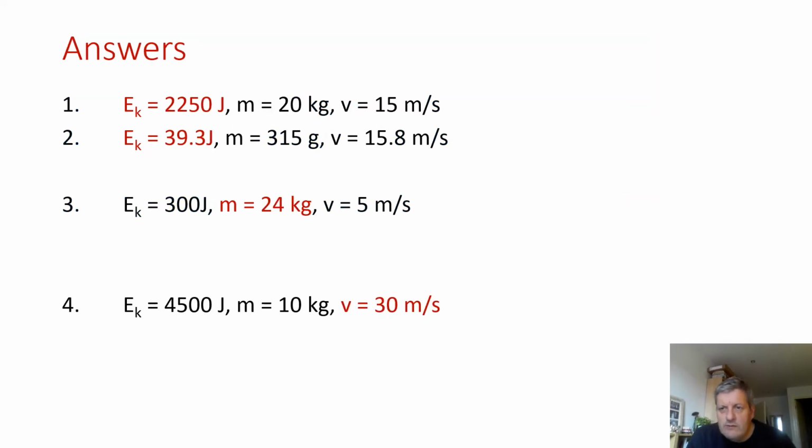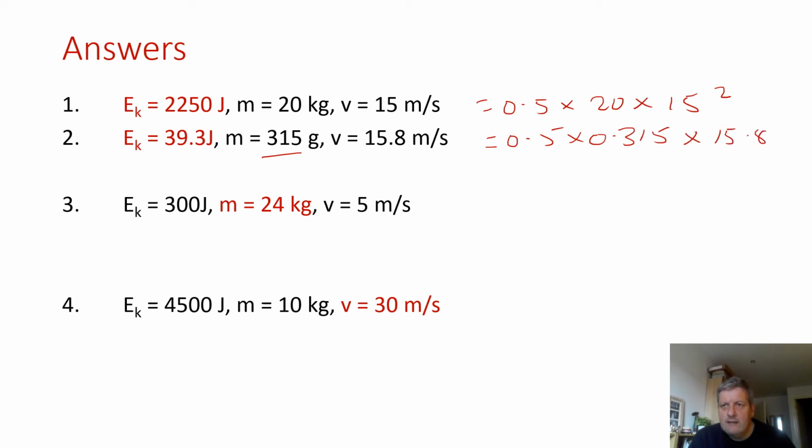So here's the answers. Let's just run through how to do these. For the first one, using the equation half mv squared, half times 20 kilograms times 15 squared. Multiply this out, you get 2250 joules. For the second one, we just got to be aware that the mass is given here in grams, so that will need to be converted to kilograms. So it's a half times 0.315 kilograms for the mass times 15.8 squared. Multiply that out, get 39.3 joules.